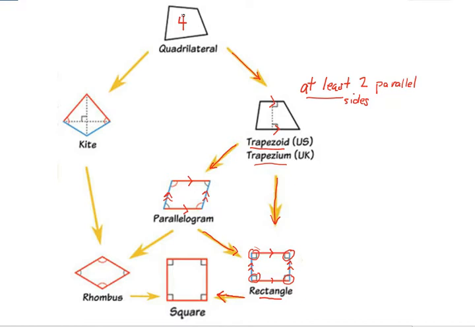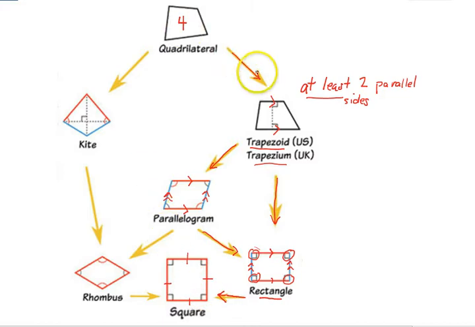Now let's go back down to the rectangle, because there's an arrow pointing from the rectangle to the square. If you remember, the rectangle has to have four sides and four right angles. And if you look at the square, it has four sides and four right angles. The special quality of the square is that all four sides are the same length. Because it has four sides and four right angles, a square is considered a rectangle. It falls in the rectangle family. It's just a special type of rectangle.